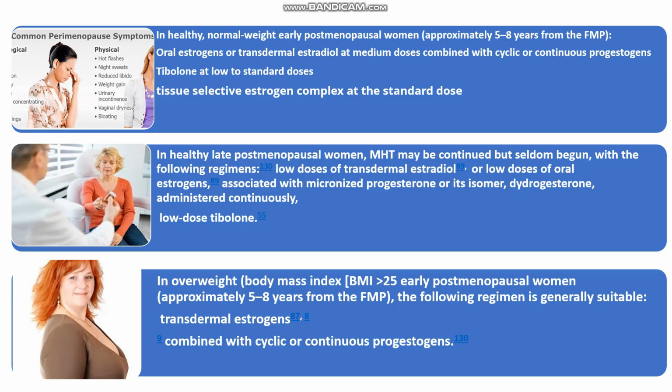The common menopausal symptoms are hot flashes, night sweats, and insomnia. In these patients, if the patient is healthy with normal weight and in early menopause, meaning 5 to 7 years from the final menstrual period, oral estrogen or transdermal estrogen at maximum doses combined with cyclic or continuous progesterone can be given. Tibolone can be given at low to standard doses. Tissue selective estrogen complex can be given at the standard dose.